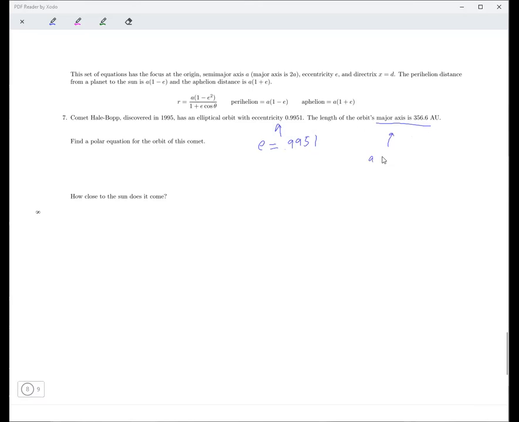So that's the major axis. The semi-major axis, A, is half of the major axis, which is 178.3. Oh, that's a 6. Okay, so 178.3 would be A. So E is that, A is that.